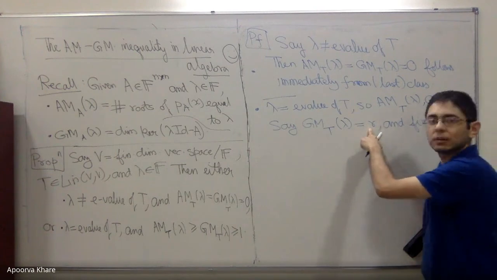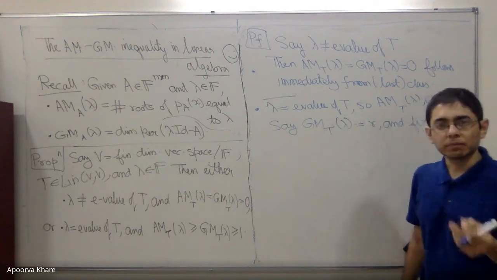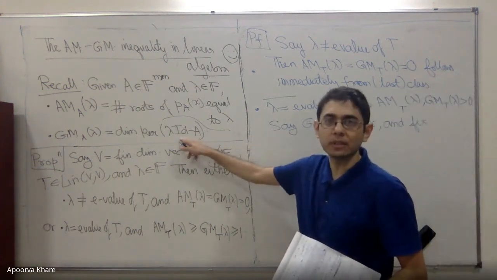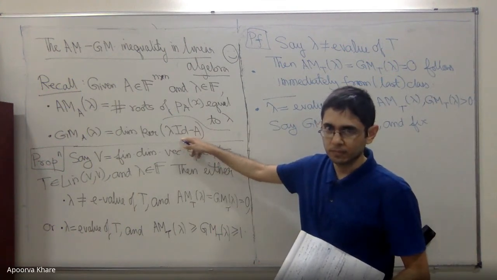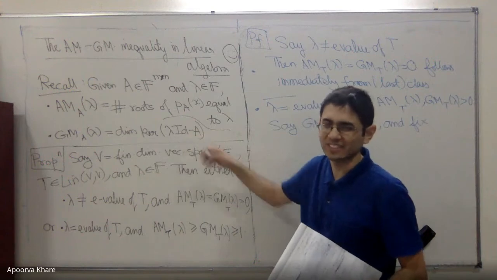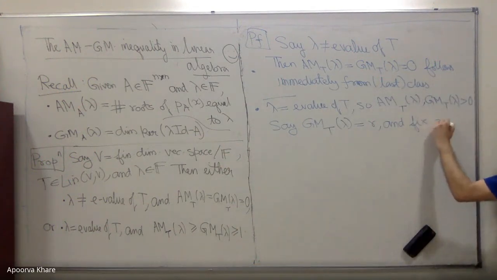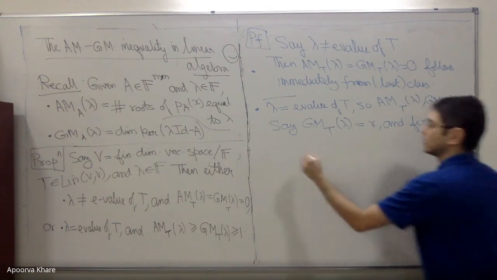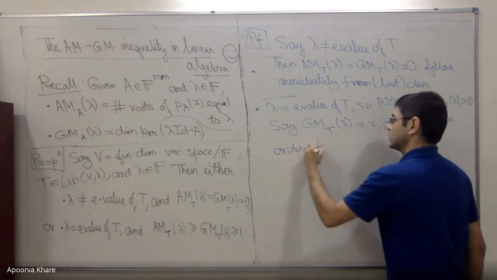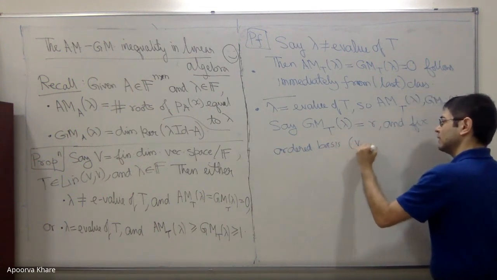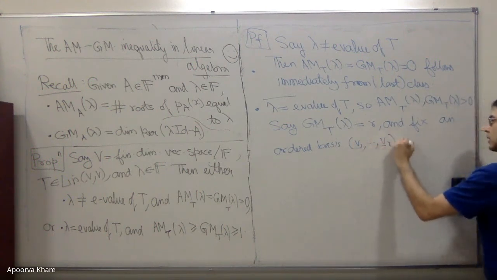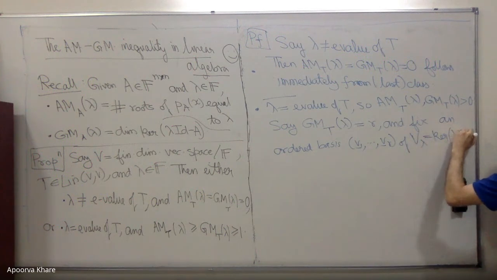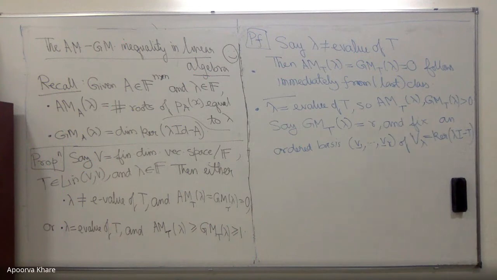So if the geometric multiplicity is equal to R, let's call it that, then the vector space which is the eigenspace has dimension R. Therefore, it has a basis of size R. Fix an ordered basis, V1, V2, VR, of V lambda, which is the kernel. Okay, great, so fix this ordered basis.